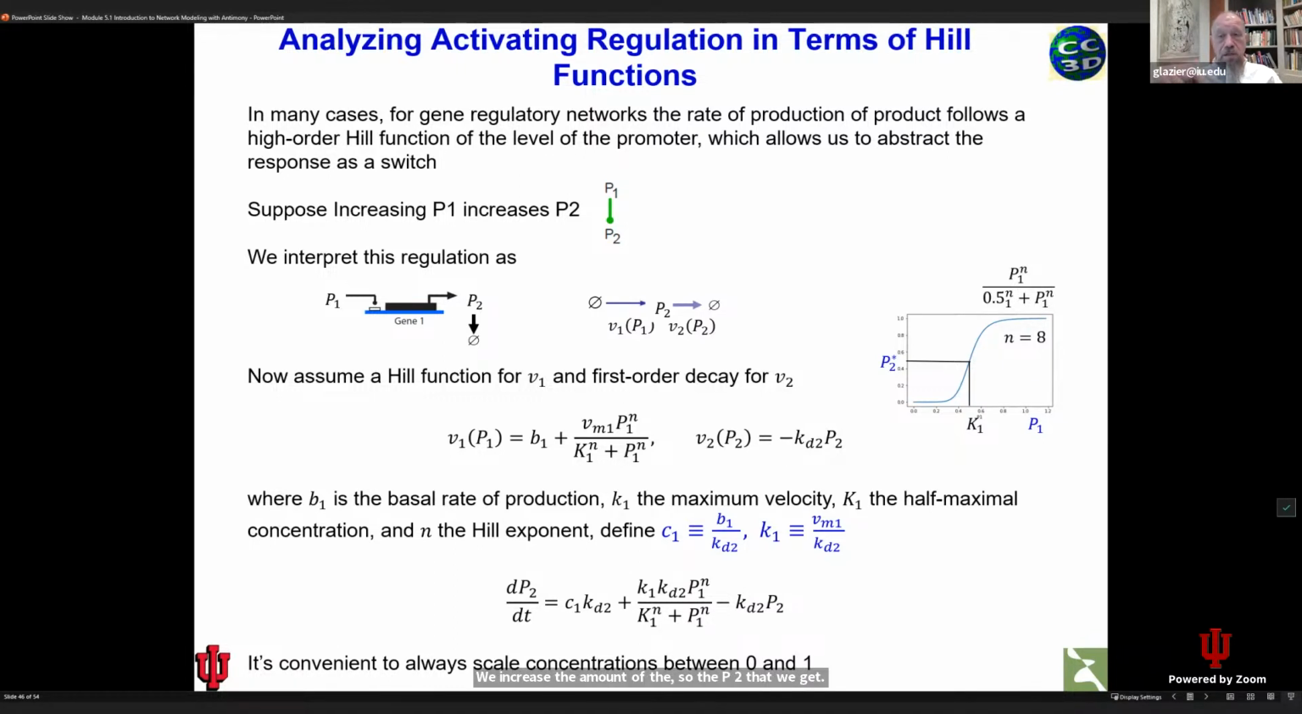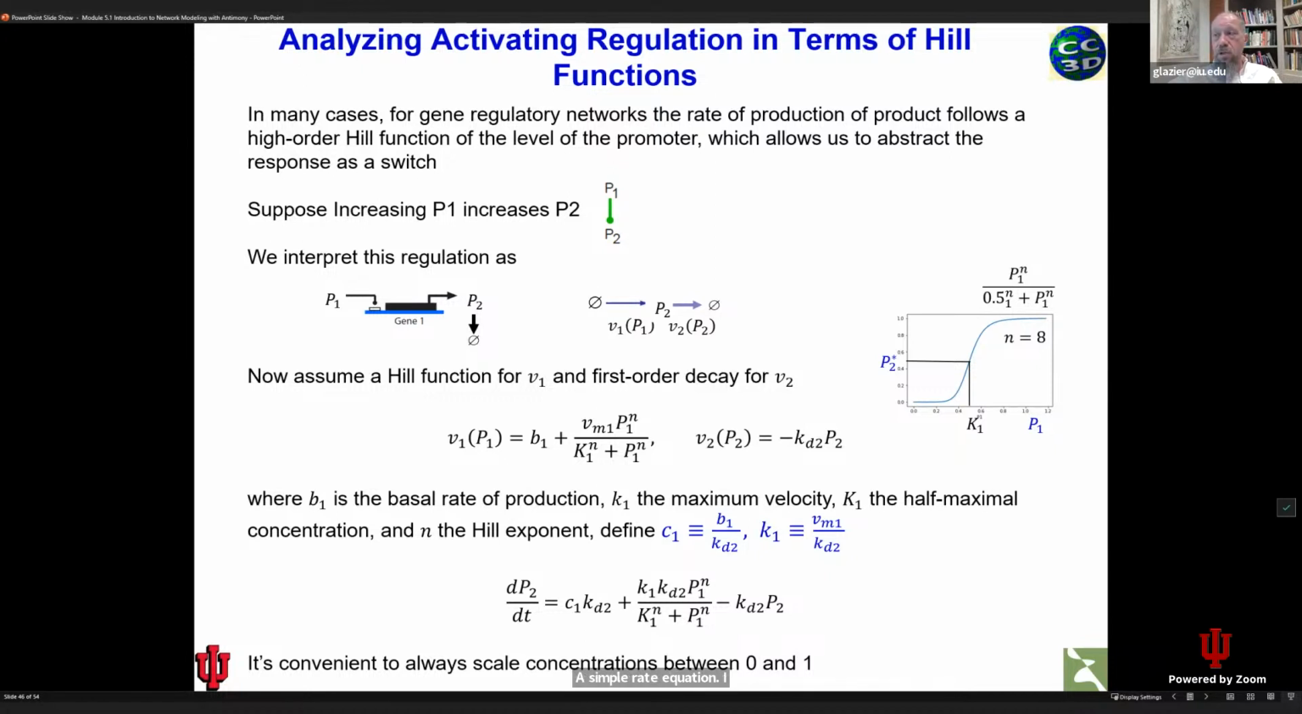Remember, this is an approximation for something being turned on and off. So really, it would be either on or off at any given instant. We have to say that P2 decays. And so that P1 to P2 arrow then will give us a simple rate equation.